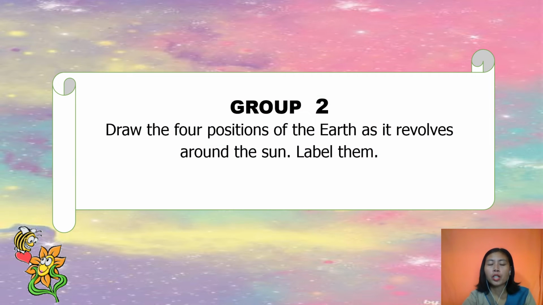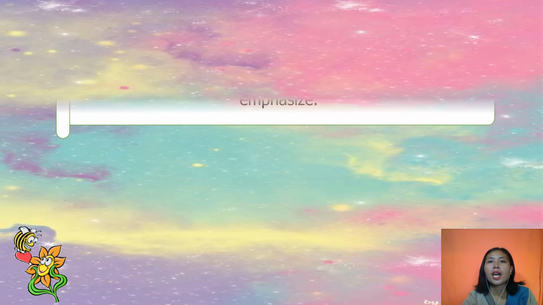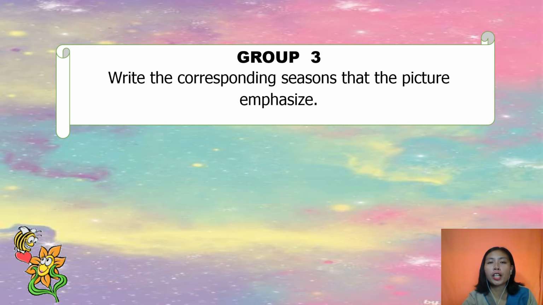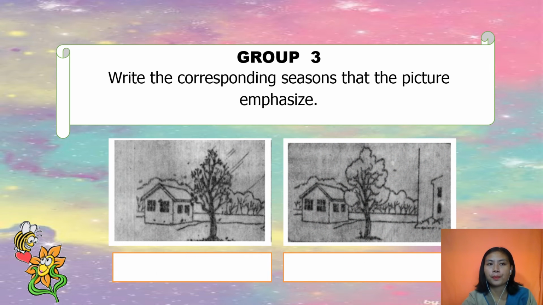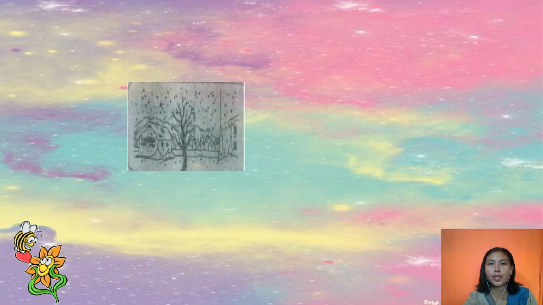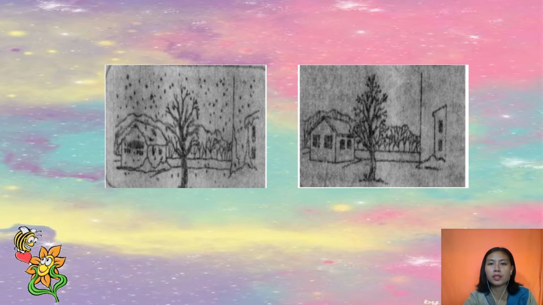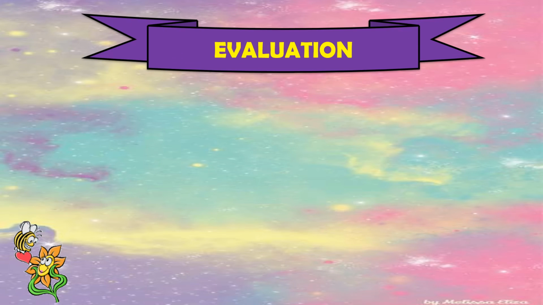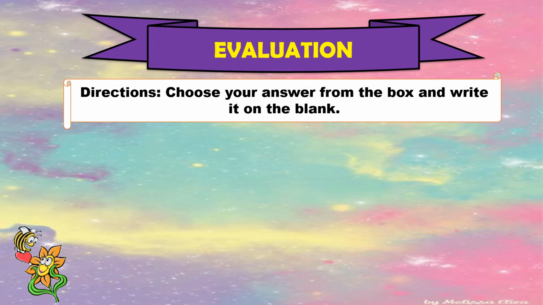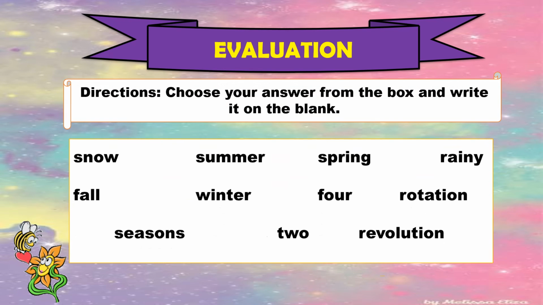And for group 2, you are going to draw the 4 positions of the Earth as it revolves around the sun, and you need to label them. And for the last group, you are going to write the corresponding seasons that the picture emphasizes. Another set of picture, continuation to the activity of group 3. This time, you are going to choose your answer from the box and write it on the blank.